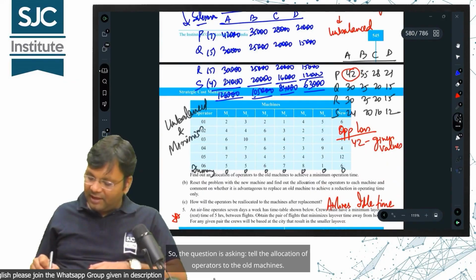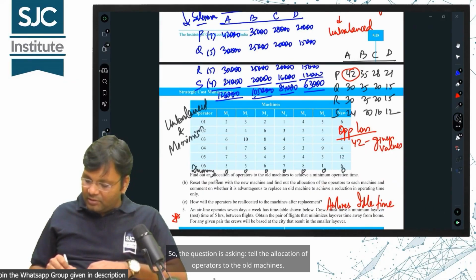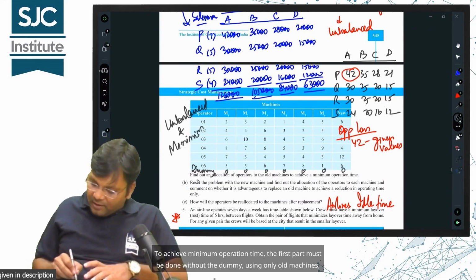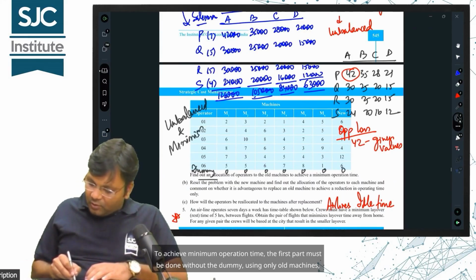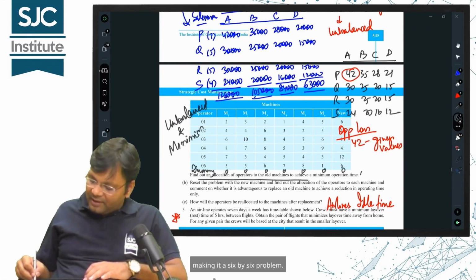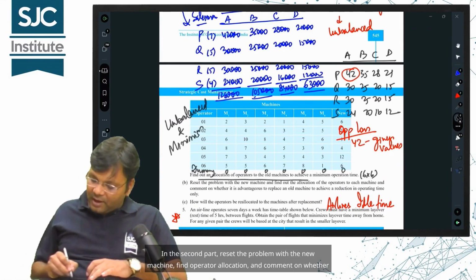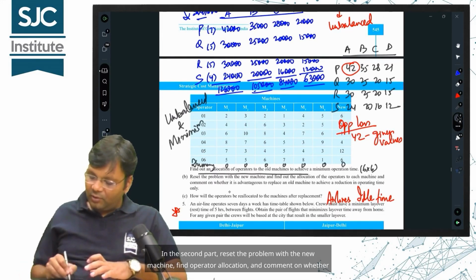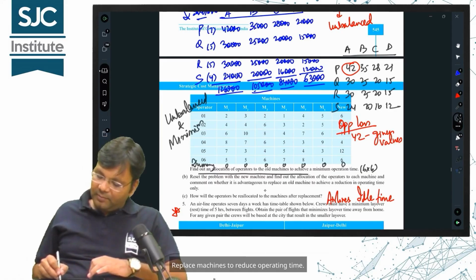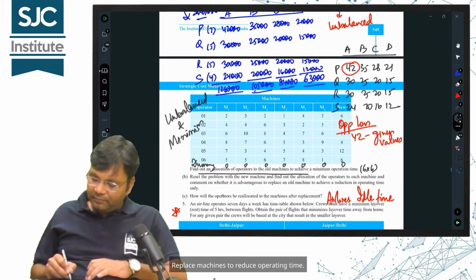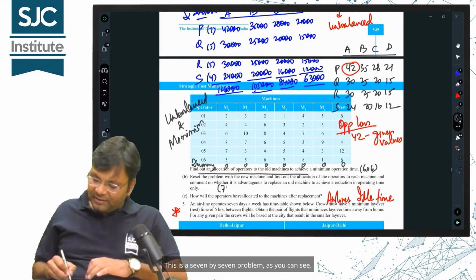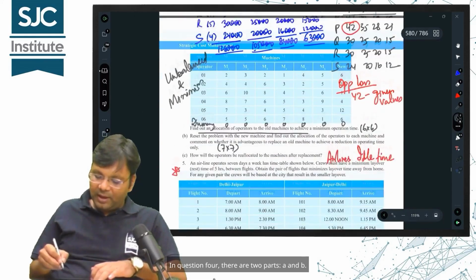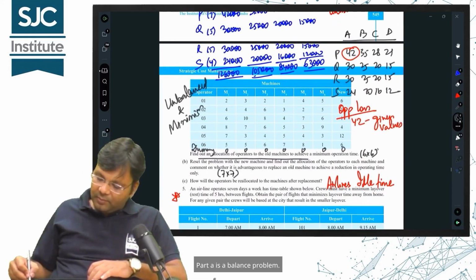So, the question is asking, tell the allocation of operators to the old machines to achieve minimum operation time. The first part must be done without the dummy, using only old machines, making it a 6 by 6 problem. In the second part, reset the problem with the new machine, find operator allocation, and comment on whether advantageous. Replace machines to reduce operating time only. This is a 7 by 7 problem, as you can see. In question 4, there are 2 parts.